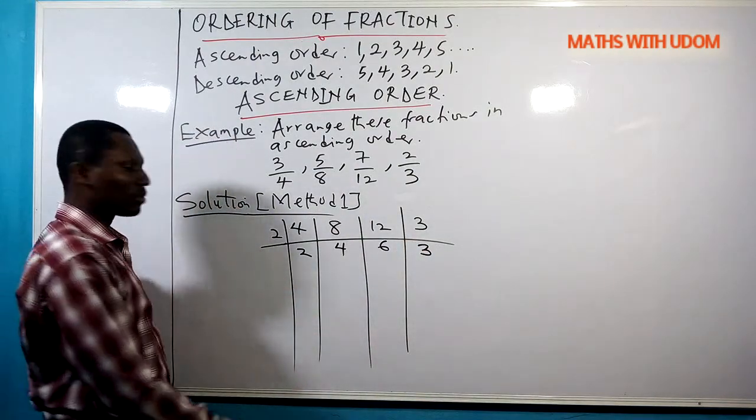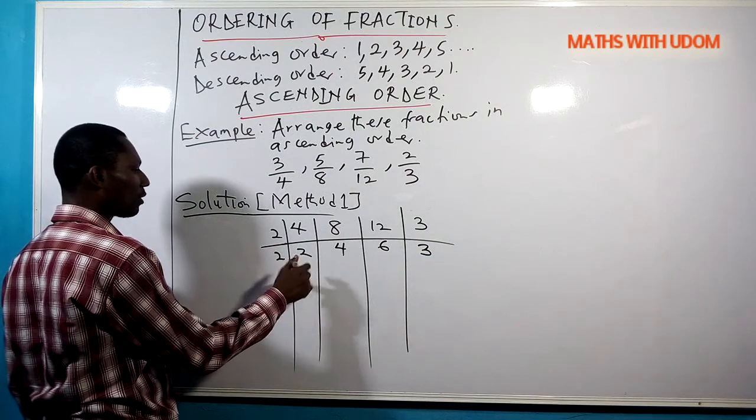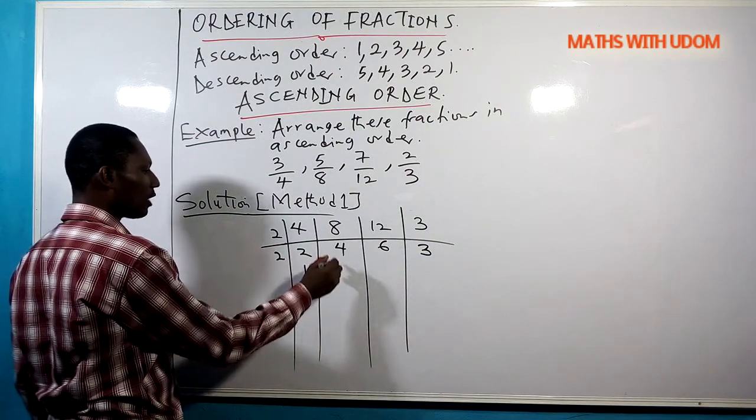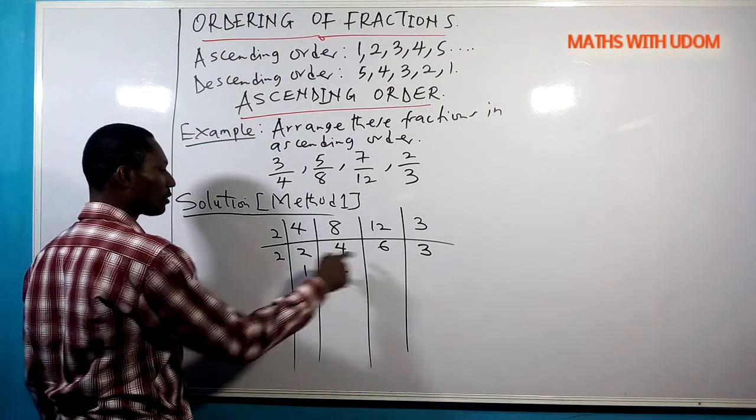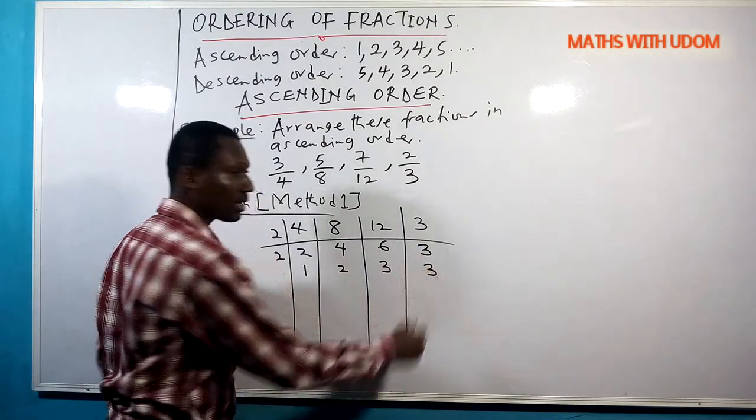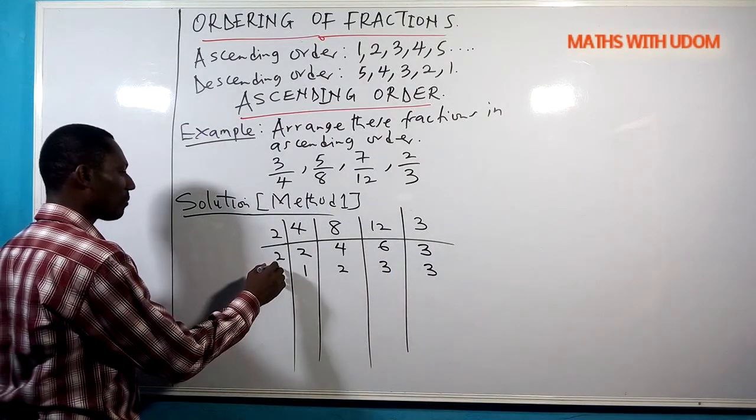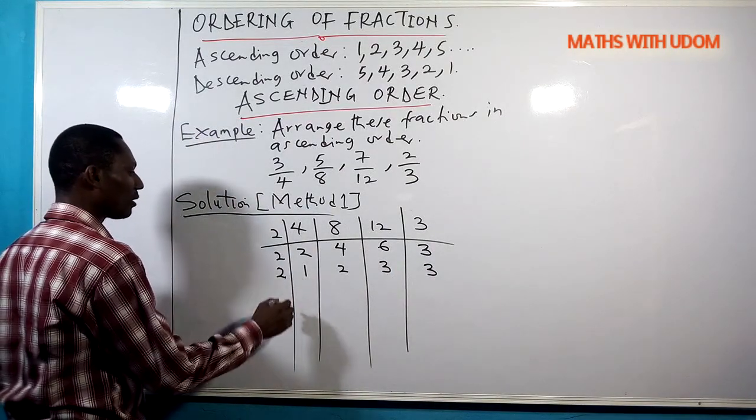Okay? So let's continue. 2 can go again. So 2. How many 2 can go in 2? 1. How many 2 can go in 4? 2. How many 2 can go in 6? 3. Can 2 go in 3? No, we repeat the 3. Let's look at another prime number that can go. So 2 again can go.